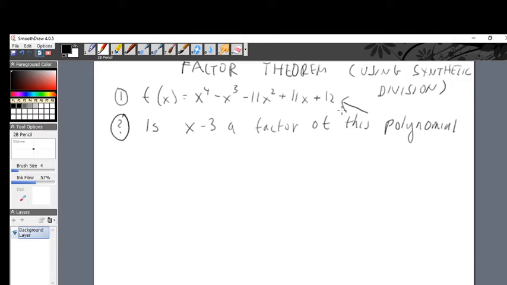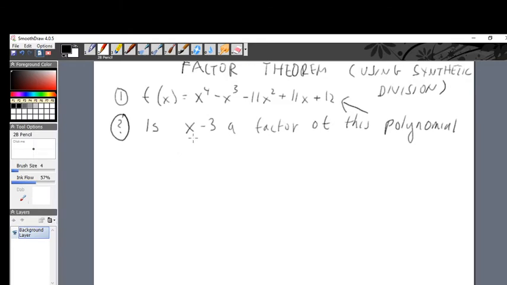A factor is a piece of a larger picture, and if you divide by it, you're going to get a remainder of 0. If it's a factor, it'll be one whole piece of the original. So let me show you how this works.